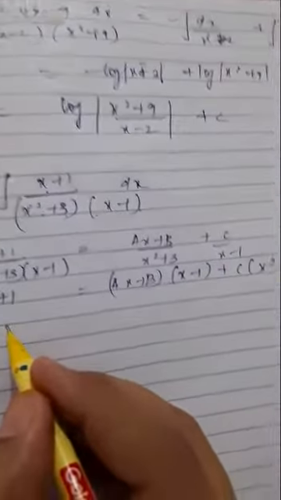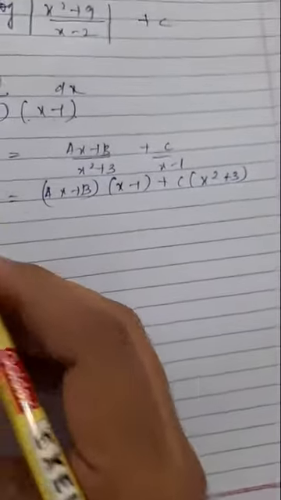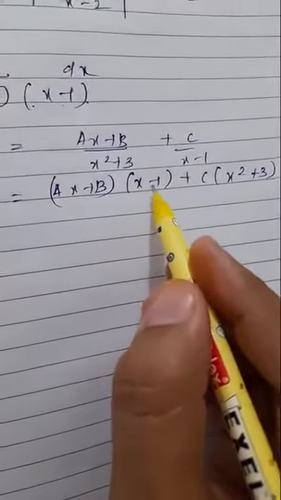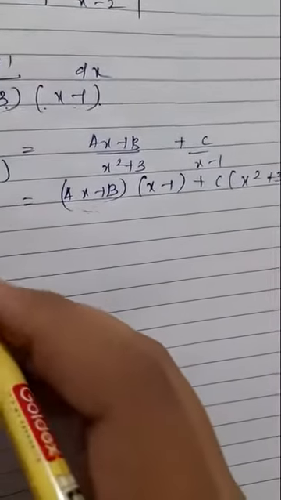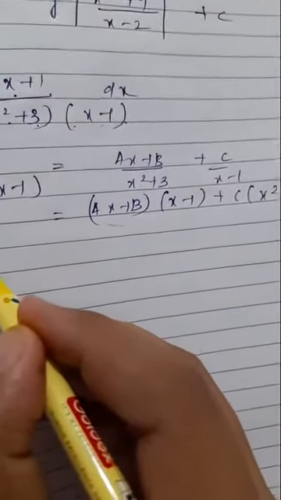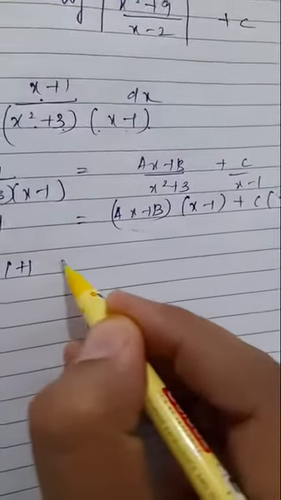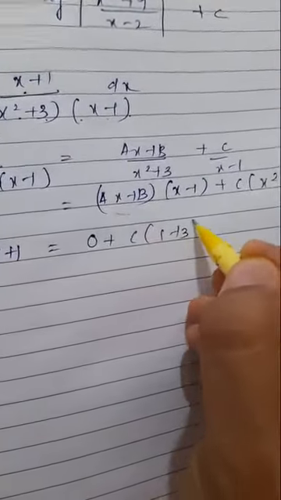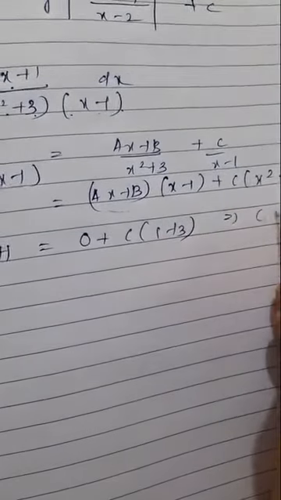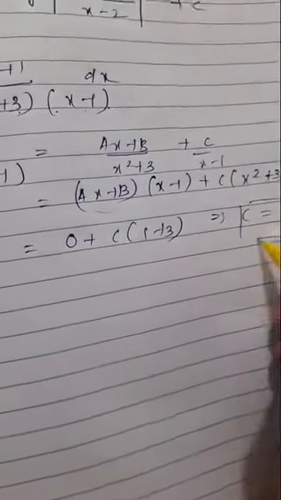So now if I substitute the value of x as 1, so this will be 0, and from that we can calculate the value for c. So taking x equal to 1, we get 1 plus 1 equal to 0 plus c into 1 plus 3, that implies c value is 1 by 2.